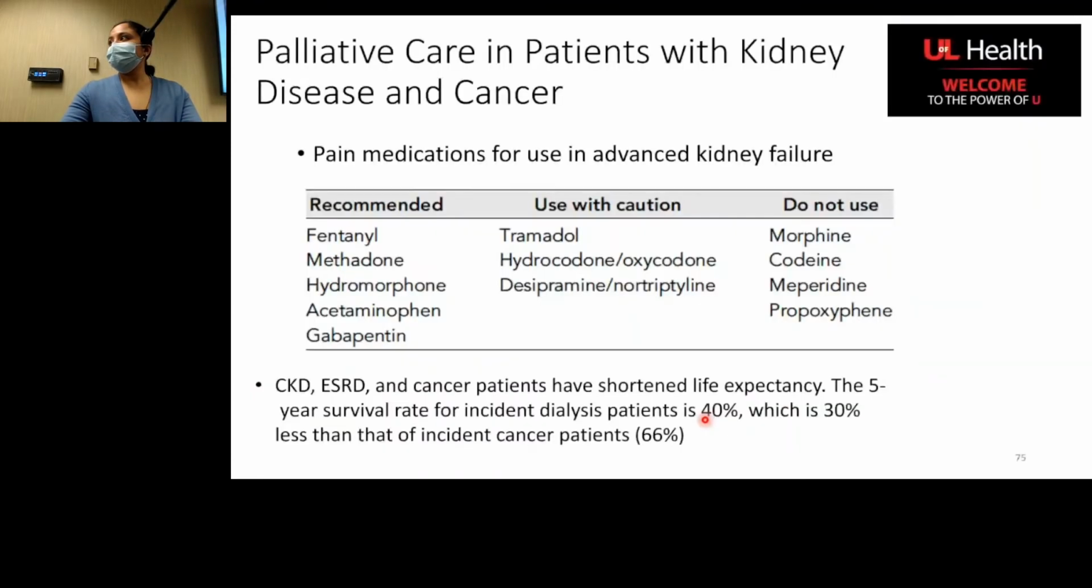And then the last topic, palliative care. I think this is also important to know: for the pain medications used in these patients, avoid morphine and codeine. Can use hydromorphone, fentanyl, gabapentin, but with cautious dosing, and use with caution tramadol, hydrocodone, oxycodone. And this is one of the points: any patients with CKD or ESRD and cancer have 30% lesser survival than cancer patients alone. So only 40% 5-year survival rate in them, as compared to just cancer patients, which is 66%.